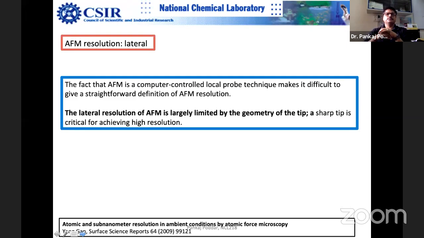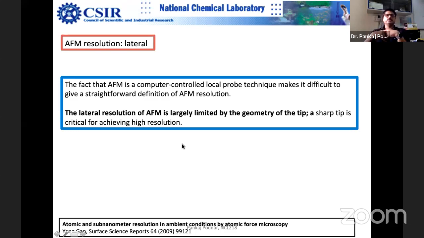So let us understand lateral resolution. AFM is a computer-controlled local probe technique, which makes it difficult to give a straightforward definition of AFM resolution. So this computer control stuff we'll note later on. Maybe Saturday I'm going to teach how the computer can. Let me mute all of you.